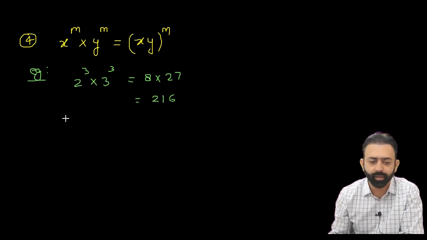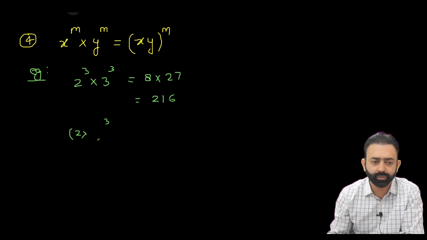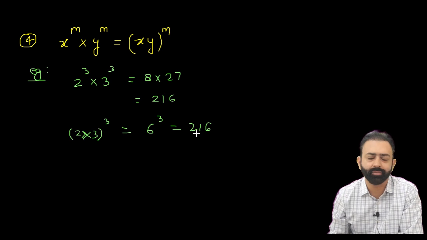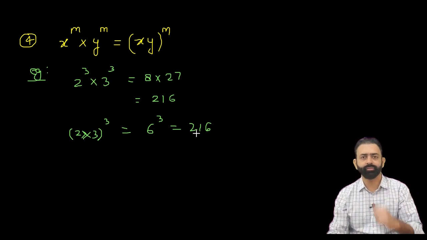Yes. Okay. Now, after applying the law, instead of multiplying these, I should multiply 2 and 3. So 2 into 3, not 6, 2 into 3 raised to power 3. So this is basically 6 cube, and 6 cube is actually 216. So the law is verified.